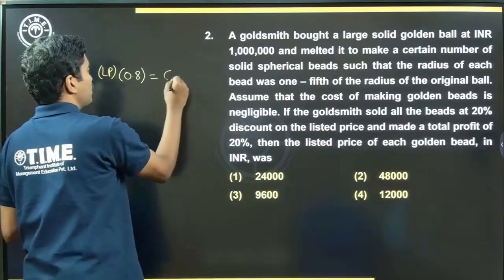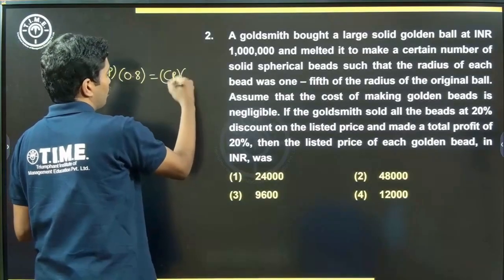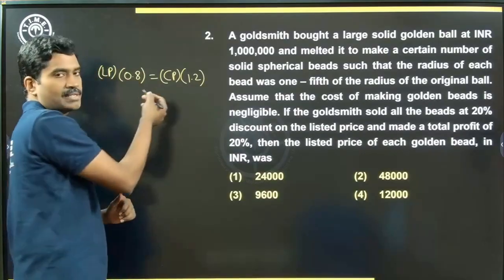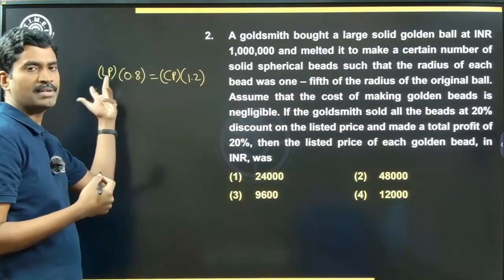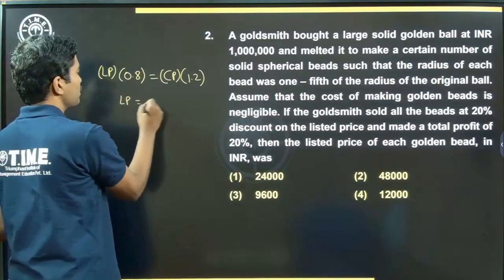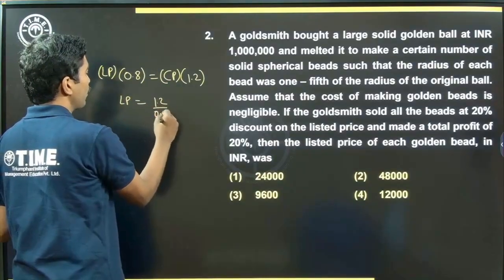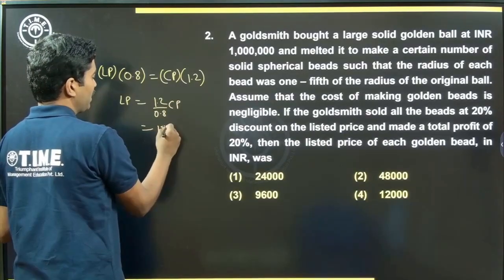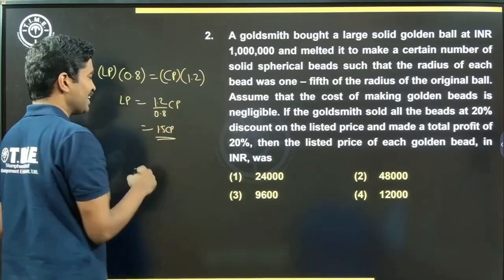Let's assume his cost price is CP. On cost price, he's making a 20% profit. So CP into 1.2. List price, upon that, give a discount of 20%: list price into 0.8 is cost price into 1.2. List price is equal to 1.2 by 0.8 CP. And how much is this? 3 by 2, 1.5 CP. So what is the list price?